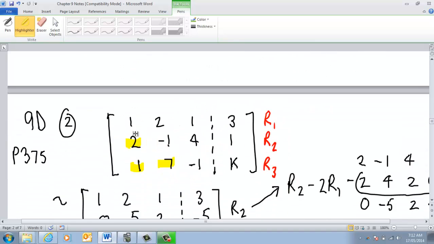Now, this is the one I want to show you today. This is 9D question number 2 on page 375. So here is our augmented matrix already done for that. I'm assuming you can do that skill. The tricky bit about this question is we do have a value of K down the bottom here. This K value means that we can't use our RRF. We've got to do the row operation.